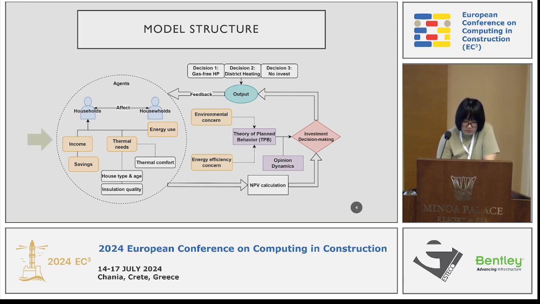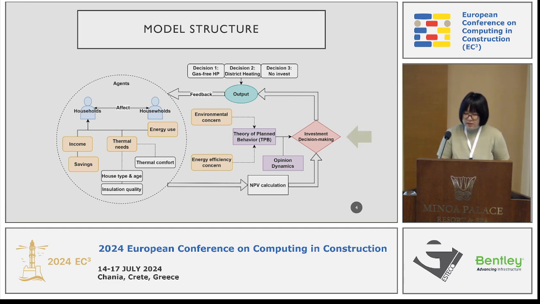The internal state of an agent encompasses a range of parameters, which are marked in orange, such as income, savings, environmental concern, energy efficiency concern, and more. Also, each agent has its own thermal needs and energy usage pattern. We assume that there is a social network here, which means agents would be affected by their neighbors. They will communicate with each other, so the decisions will also be affected by their neighbors.